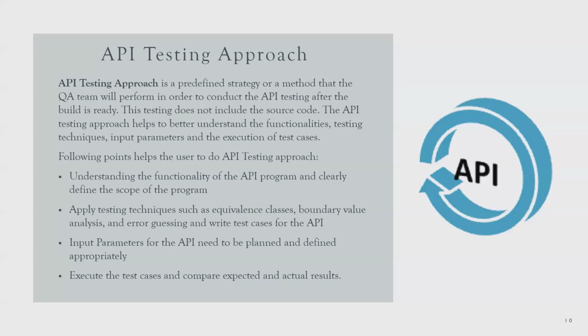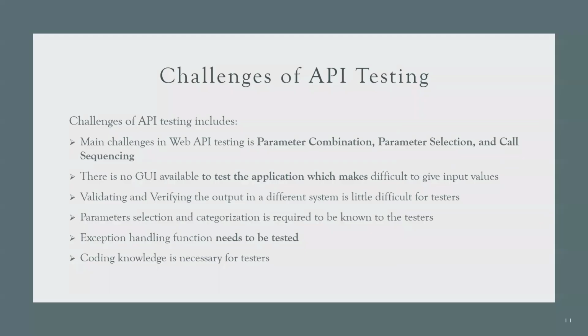Next is input parameters or test data, which is again a very important part. We should have variation of test data so that we can verify each and everything about the API. Then executing the test cases and comparing expected and actual results.